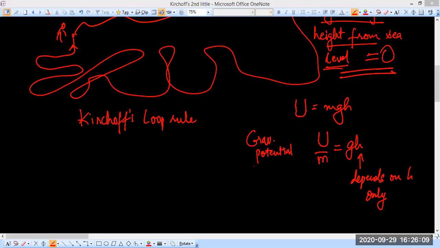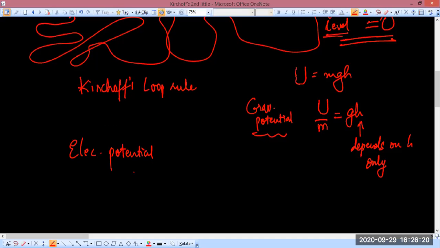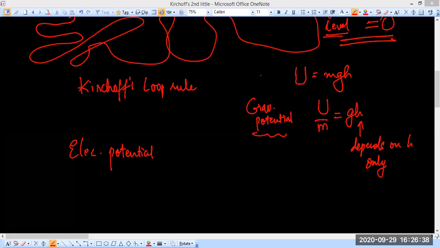Okay, so just like gravitational potential, there is electric potential too, right? Yes or no? And even in electric potential there is a property, right? Don't forget, electrostatic fields are conservative. Remember? Right? But here it's not about electrostatics, but still this is true.